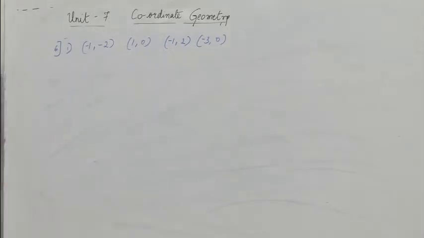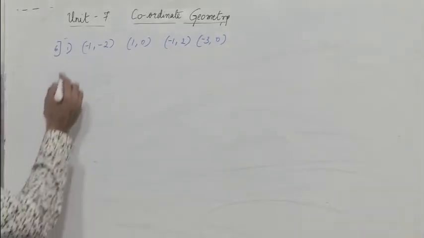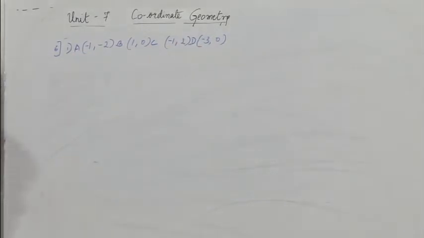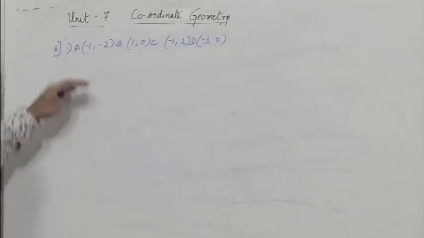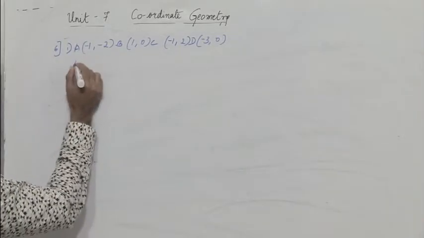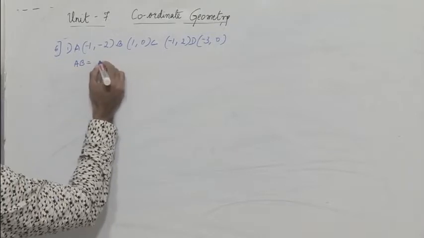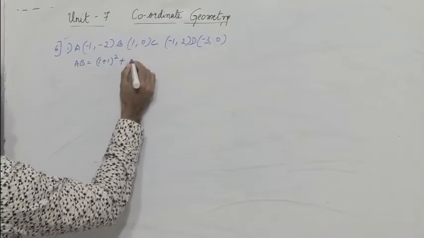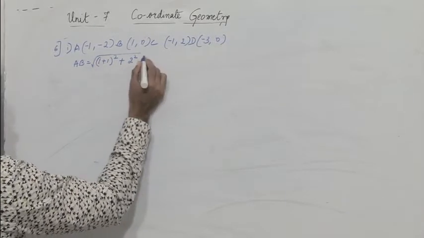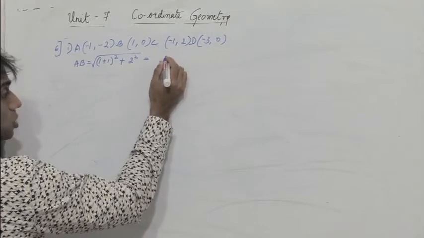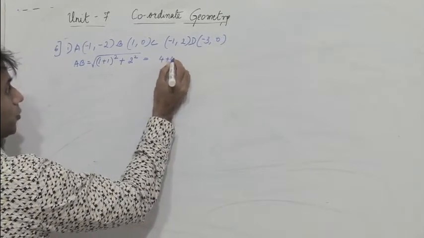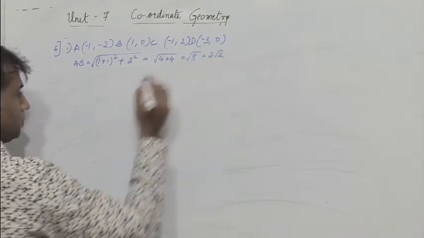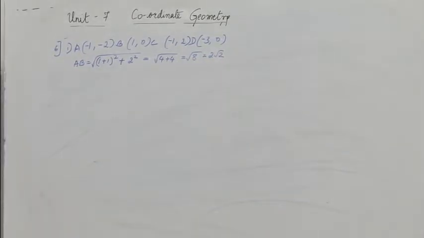So here in problem 6, we have 4 points, let me name them as A, B, C, D, and we need to identify what kind of quadrilateral it is. Let us find the distances between the 2 points. So AB is 1 minus of minus 1 is plus 1, the whole square, plus 0 minus of minus 2, this whole square. So this is 2 squared plus 2 squared, which is 4 plus 4, which is 8, root 8, which is nothing but 2 root 2. So AB is 2 root 2.